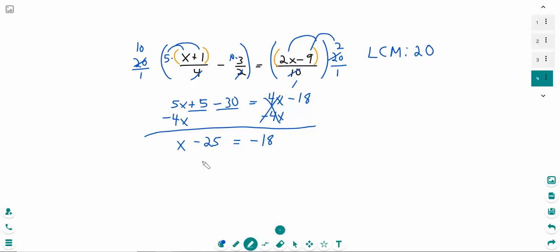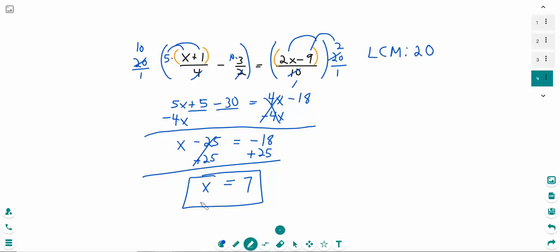Now we can add the 25 to both sides. And we're left with simply an x on the left and a 7 on the right. 25 minus 18 is 7. So x is equal to 7. All right?